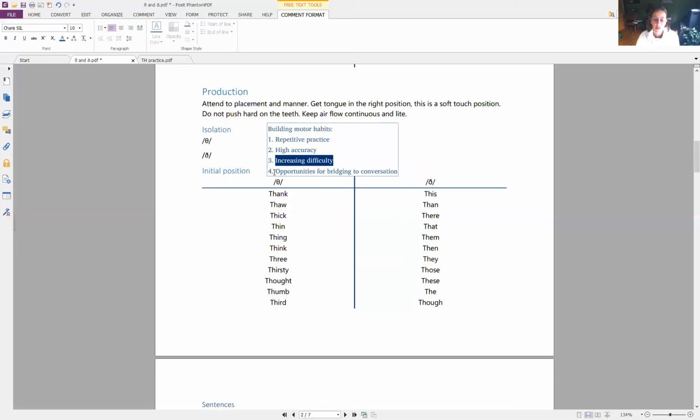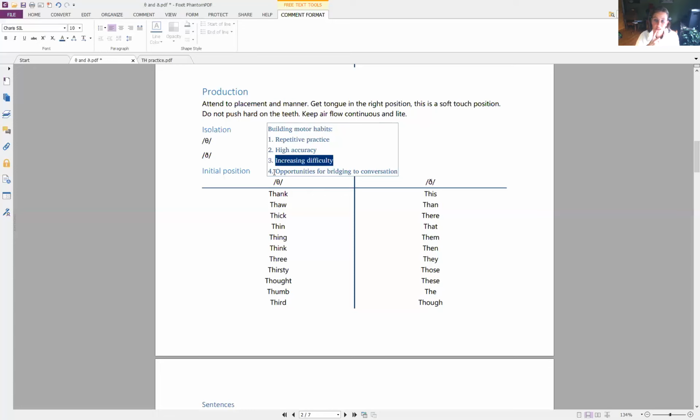Okay? Thank, thaw, thick, thin, thing, think, three, thirsty, thought, thumb, third. Maintaining good placement, good airflow. This, than, there, that, them, then, they, those, these, though. Okay, it should sound soft, have good airflow, good length with good placement.